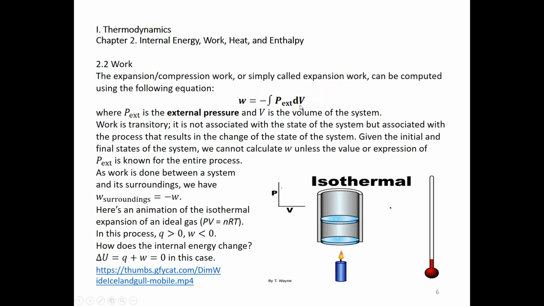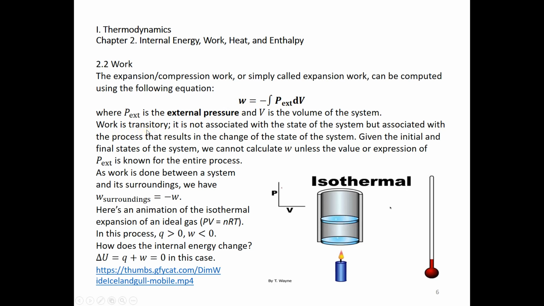So there are two things we need to pay attention to. The first is the sign. We have this negative sign here. The second thing is the subscript. P sub ext is the external pressure, not the system pressure. So it's possible for the system pressure to be different from the external pressure. In that case, we'll have to use the external pressure to calculate the amount of work.